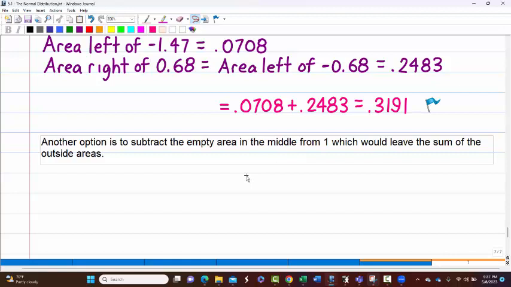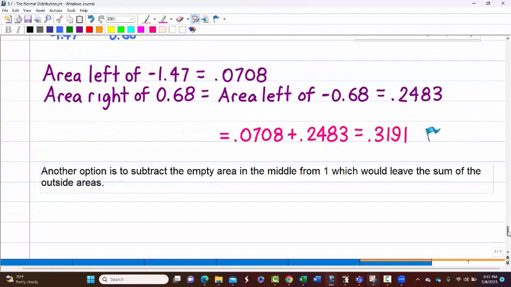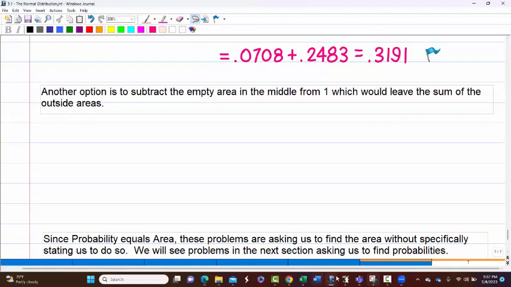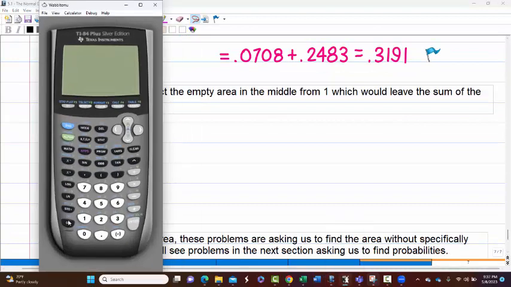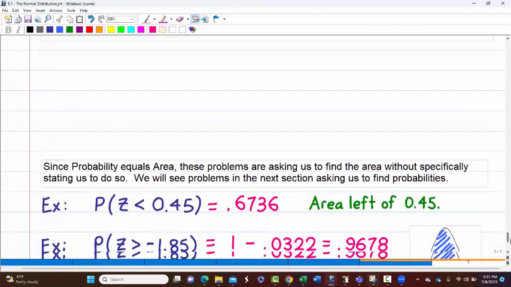Now let's look at this optional way to do this, as I was mentioning, by subtracting the middle area, the empty area, and that will leave the outside two pieces. So it kind of gives you a couple of options on how to do this. I'll go ahead and put the 1 minus here, 1 minus, do normal CDF. And because we're going between two numbers, we don't need either one of the 1e to the 99, so it's negative 1.47 to 0.68.